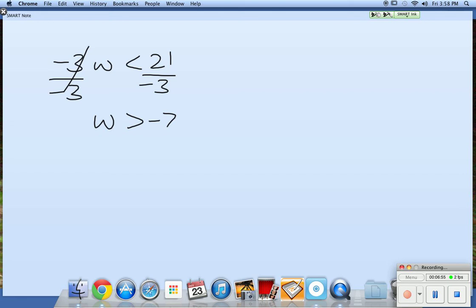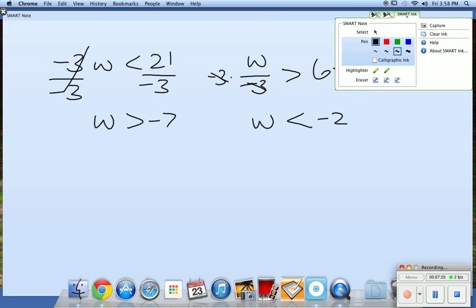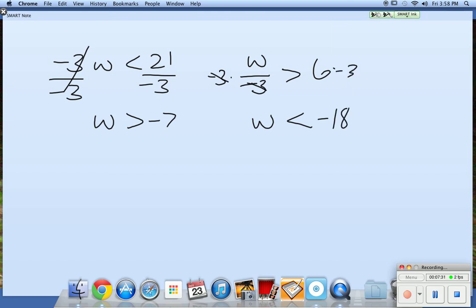What if we were dividing by a negative number? Let's say we had w divided by negative 3 and say it's greater than 6. Now instead of dividing through by negative 3, we're going to multiply through by negative 3. Our negative 3s cancel out. w now is less than negative 18. Treat it like I was dividing. 6 times negative 3 is negative 18. And we graph that.